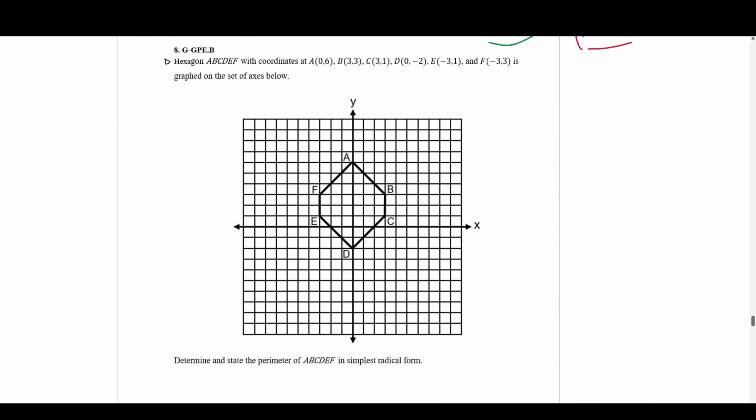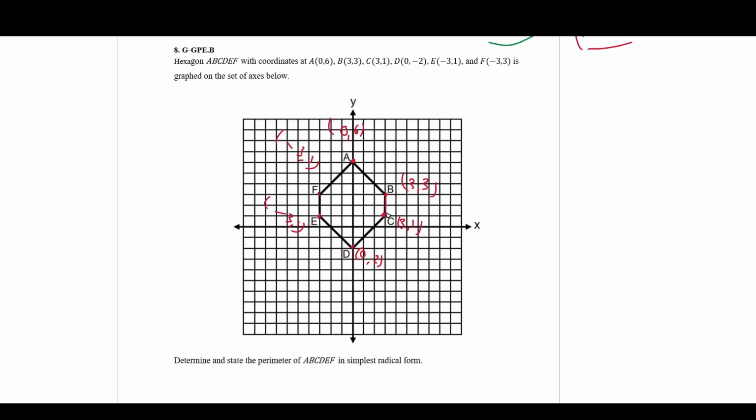Okay, so number 8, which is the last problem here, says that hexagon ABCDEF with coordinates A at 0, 6, that's important, so 0, 6, B with coordinates at 3, 3, C with coordinates at 3, 1, D coordinates 0, 2, and E with coordinates negative 3, 1, and F with coordinates negative 3, 3. Graphed below, they want us to state the perimeter of this shape. So the perimeter is just the sum of all the sides combined. I'm just going to find the value of all of these sides and combine them.